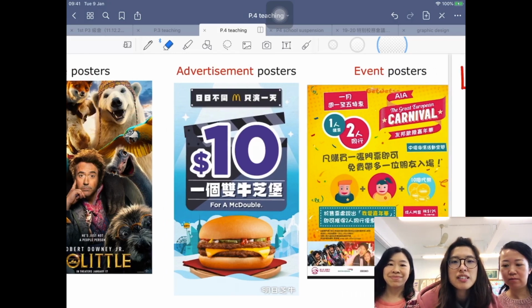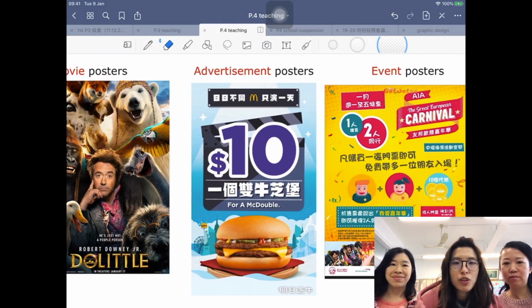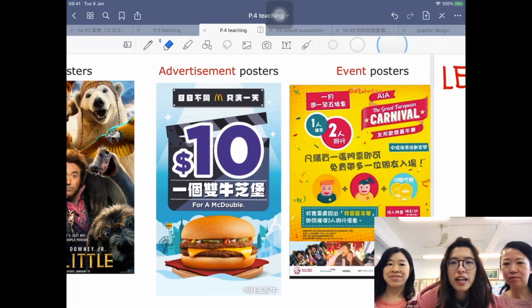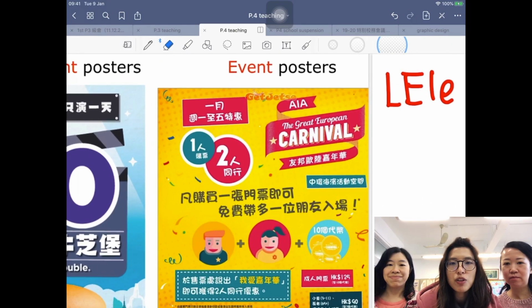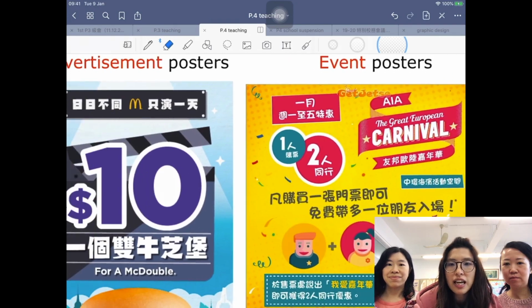And of course, there are advertisement posters. For example, this is a McDonald's advertisement and they ask people to buy food. Alright, the last one is called event posters. If you look clearly, you can see it's an AIA Carnival poster and it asks people to go to their event. So this one is called the event posters.